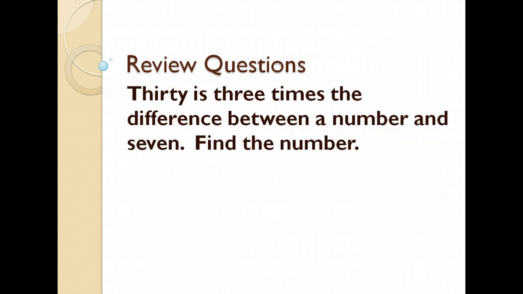30 is 3 times the difference between a number and 7. Find the number. I'm going to write this as an equation. So 30, remember, is equal to, so 30 is 3 times the difference between a number and 7. So if you get the difference between a number and 7 and you times it by 3, you get 30.